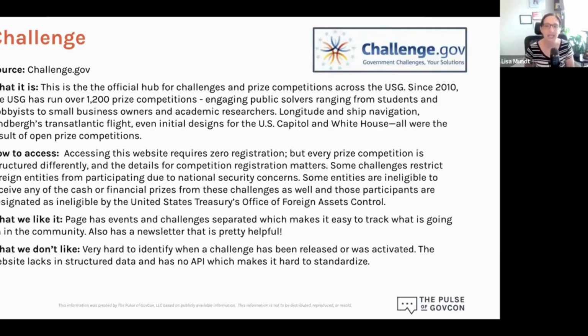What we don't like is it's hard to identify when a challenge has been released or was activated. So when it comes to timing, it can be a little difficult. And it doesn't have an API, which makes it hard to standardize.